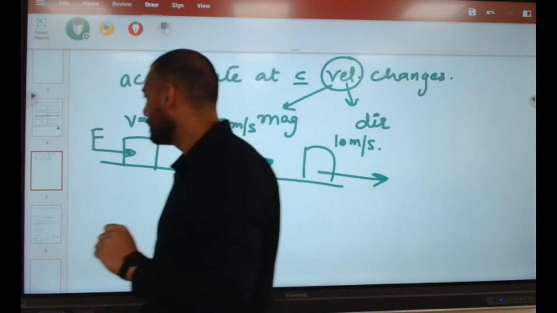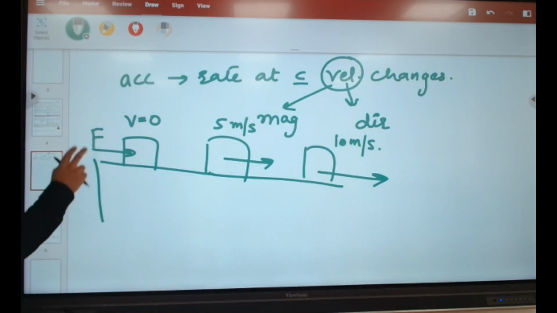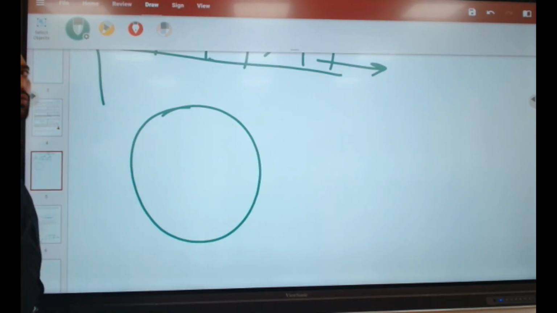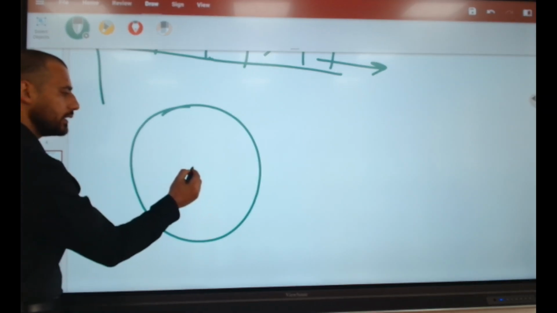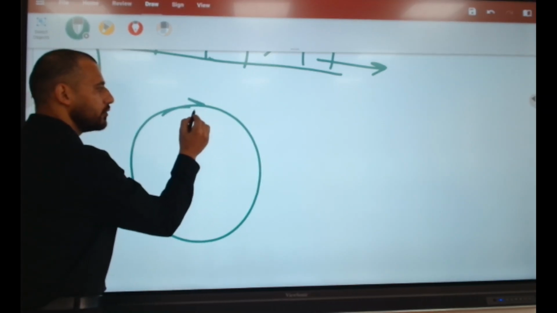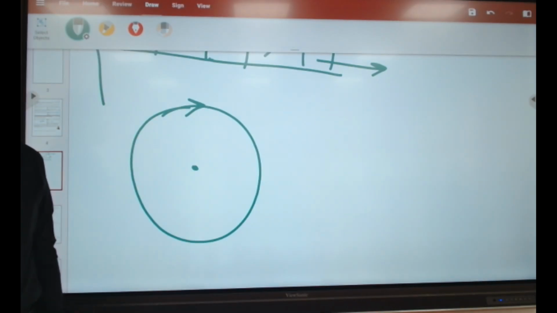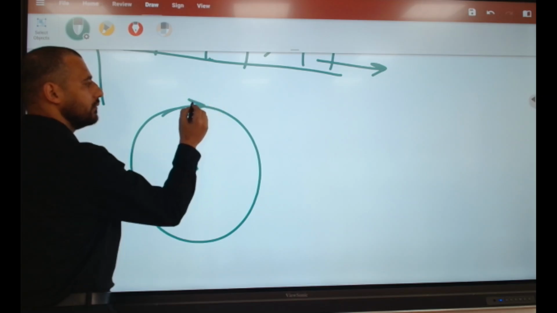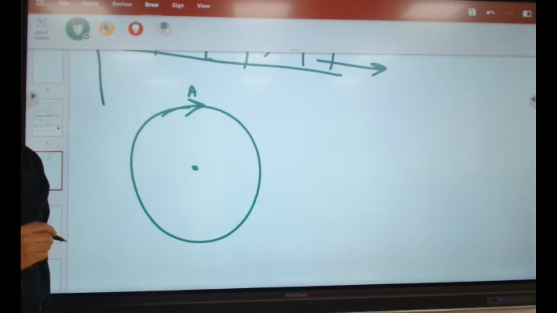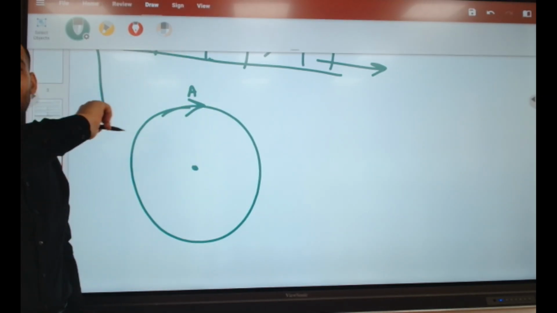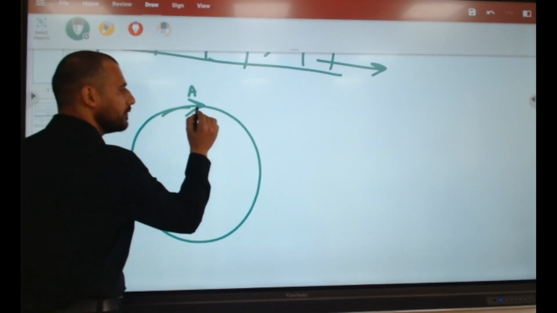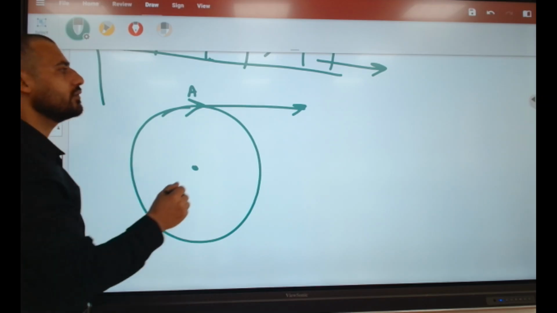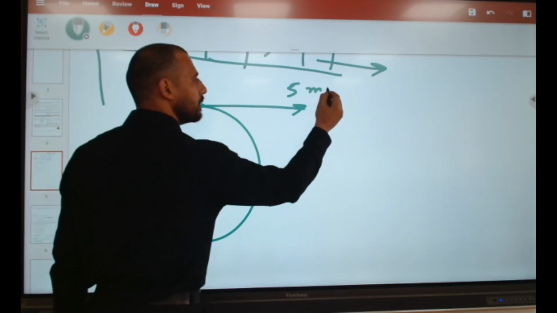Sometimes what happens, for example, we talk about a circular motion, okay? For example, there is a body, it is the center, and the body is going clockwise. Is that fine? Can you tell me, if I ask you, what is the direction of velocity at point A? Yes, it is tangential always, okay? So at this point, the velocity will be something like this, isn't it? Say, for example, the body was going with 5 meters per second.